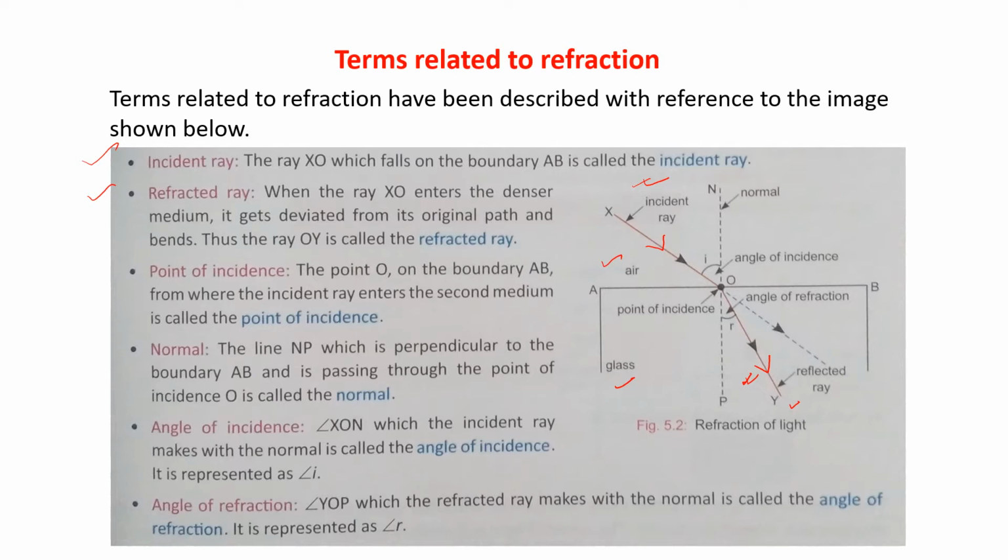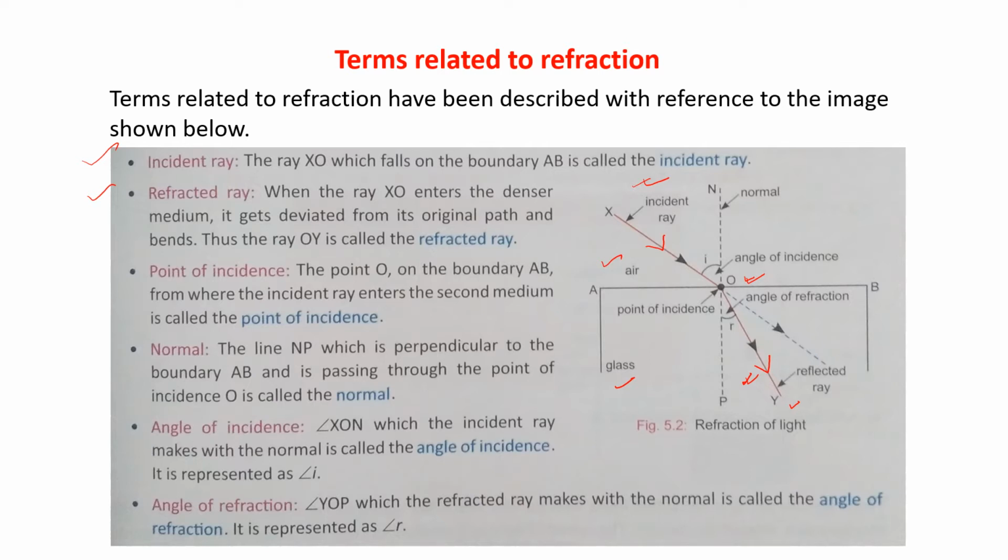Point of incidence: the point O on the boundary AB, from where the incident ray enters the second medium, is called the point of incidence. The incident ray XO is falling from the air medium to the boundary AB, and from this point O it is just entering the glass medium. This point is known as the point of incidence.